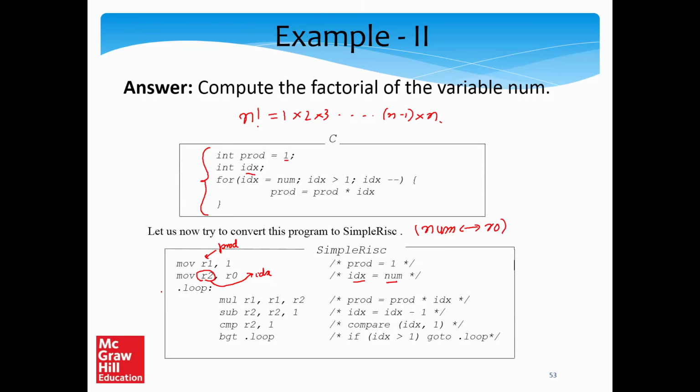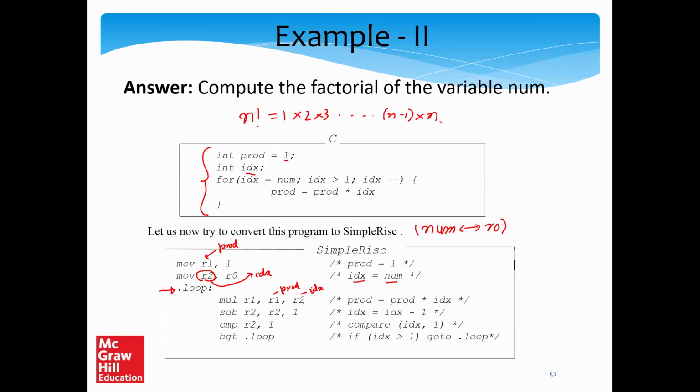Subsequently, we add the .loop label over here to signify that later on we might want to jump to this point. Then we multiply R1 with R2. Recall that R1 is mapped to prod, and R2 is mapped to idx. So we set R1 equal to R1 times R2, which is equivalent to prod equals prod times idx. This is the multiplicative step.